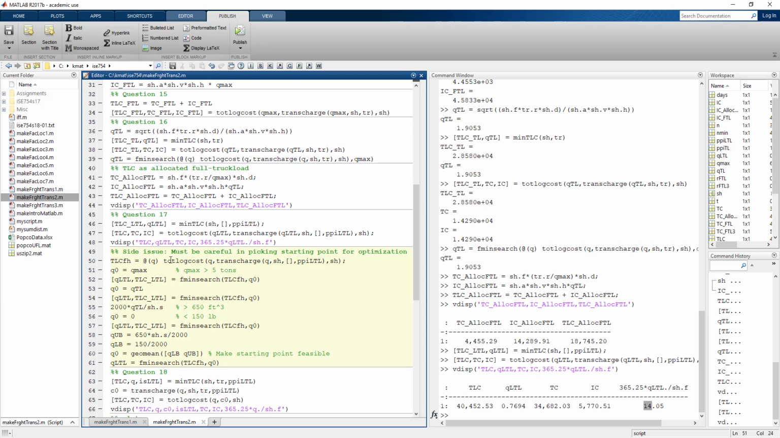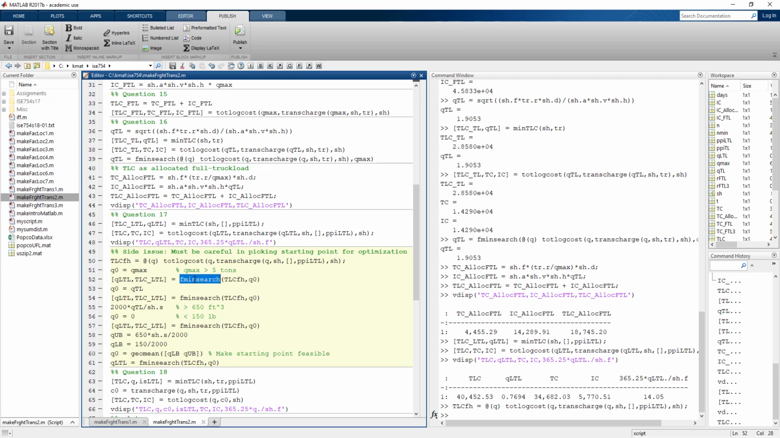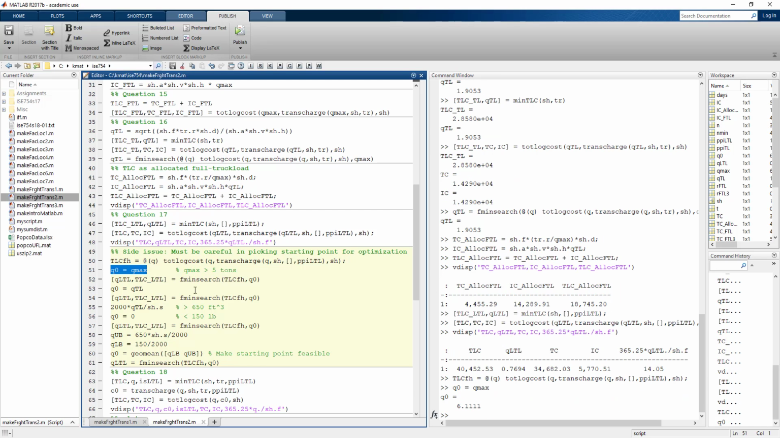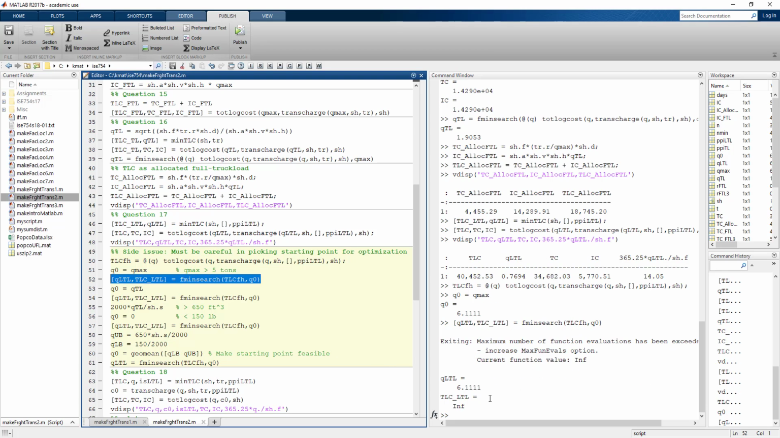So what this cell here does is just illustrate that phenomenon. Here I'm going to define a function handle for less than truckload, and then I'm going to use our standard approach. In this case, I'm going to pick a starting point equal to Qmax. And when I pick that as my starting point and then solve, I end up with infinity as a result, and I need to increase the maximum number of iterations. The reason for that is that Qmax is greater than the 5-ton limit.